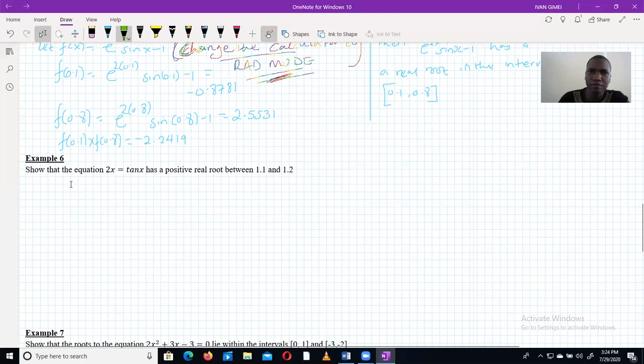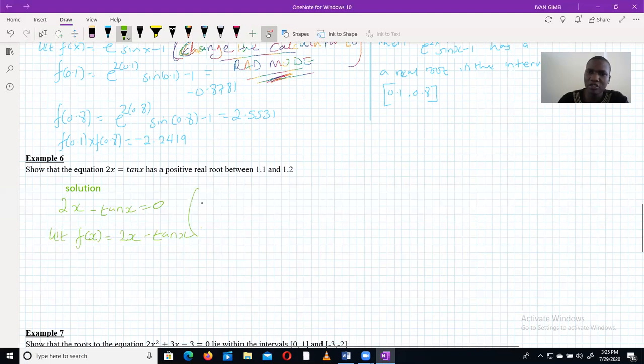Solution. We are seeing a tan somewhere, so our calculator has to be in rad mode, but then also make sure that our function is in the form f of x equals to 0. So we shall start with 2x minus tan x equals to 0. Then you let f of x be equivalent to 2x minus tan x, something like that. Then you proceed. Calculator has to be in rad mode.